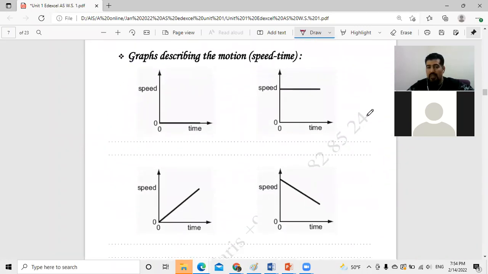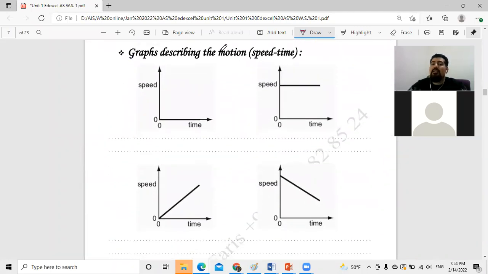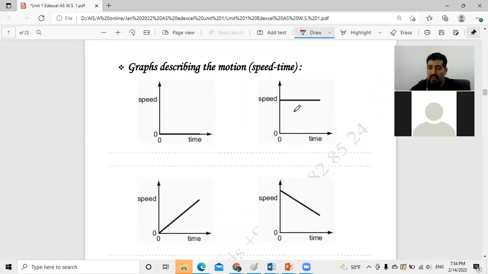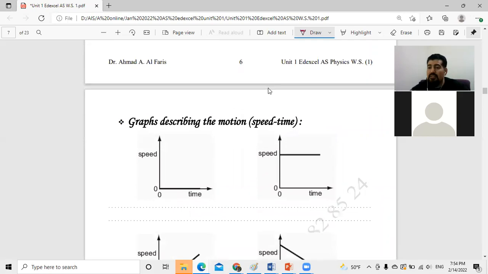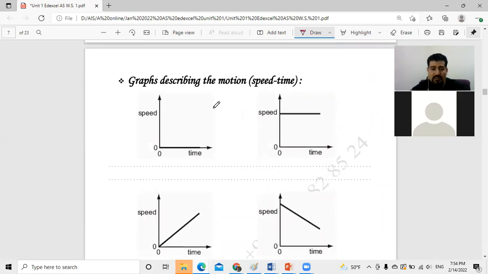Here, what do we have? We have the same thing, but it's not a distance time graph, it's a speed time graph. So you are going to help me give the description of each one of these graphs and how we are going to use this information and data to find other information from the graph.